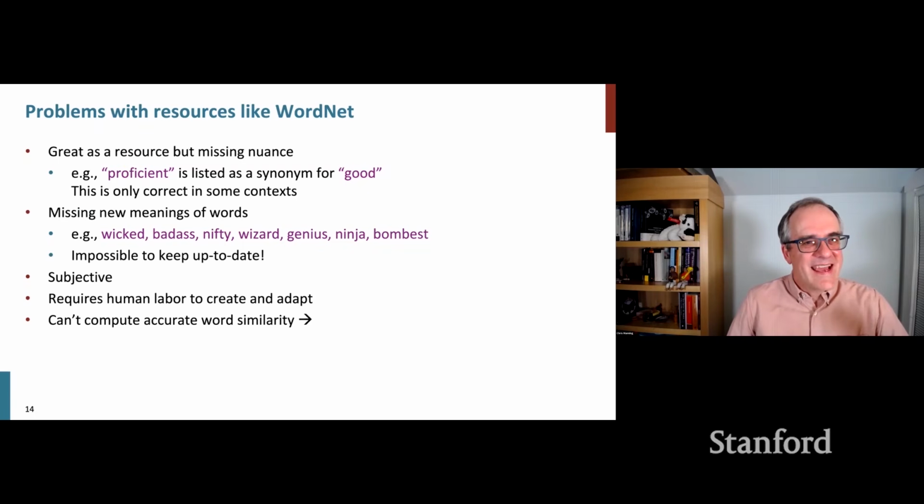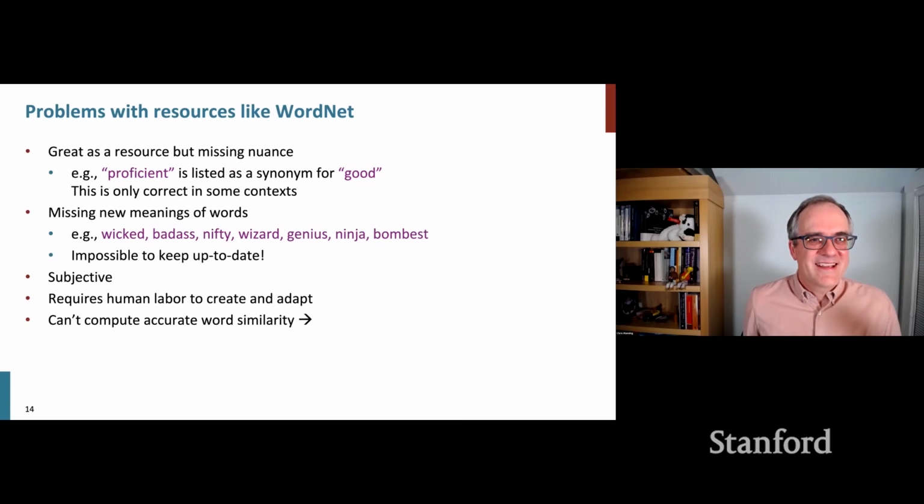So WordNet has been a great resource for NLP, but it's also been highly deficient. So it lacks a lot of nuance. So for example, in WordNet, proficient is listed as a synonym for good. But maybe that's sometimes true, but it seems like in a lot of contexts it's not true, and you mean something rather different when you say proficient versus good. It's limited as a human constructed thesaurus.